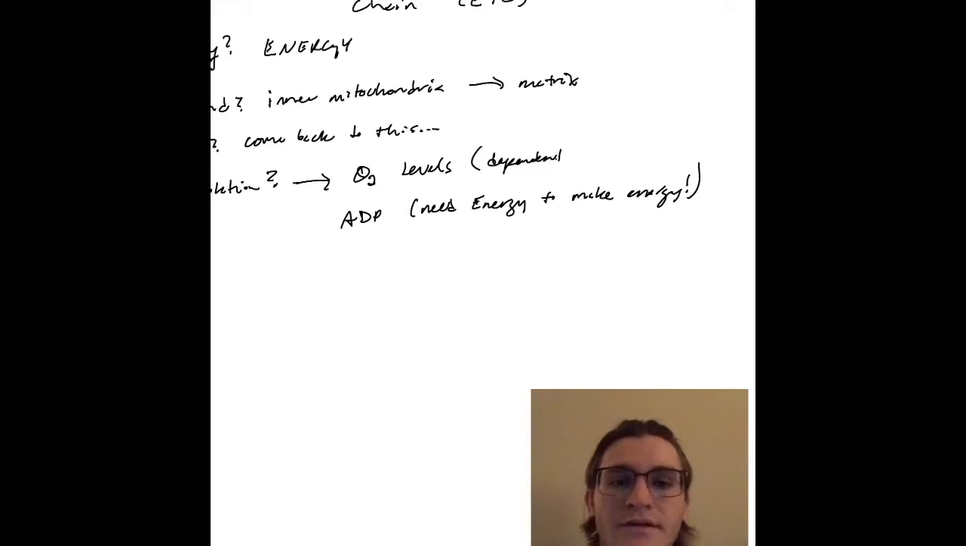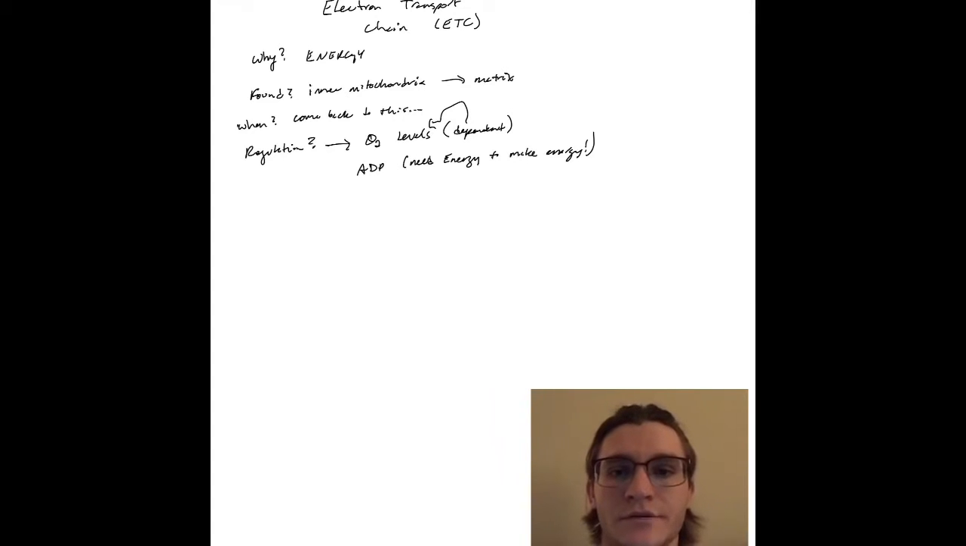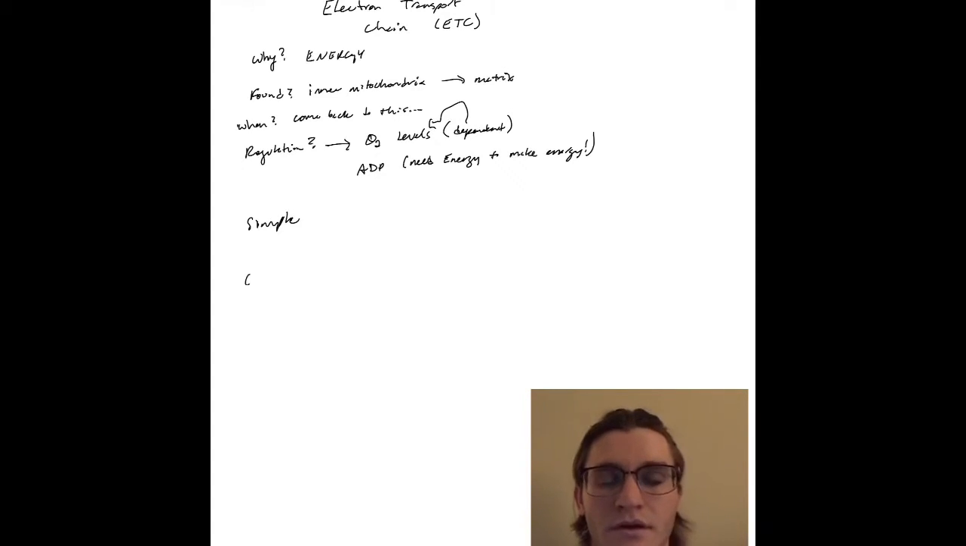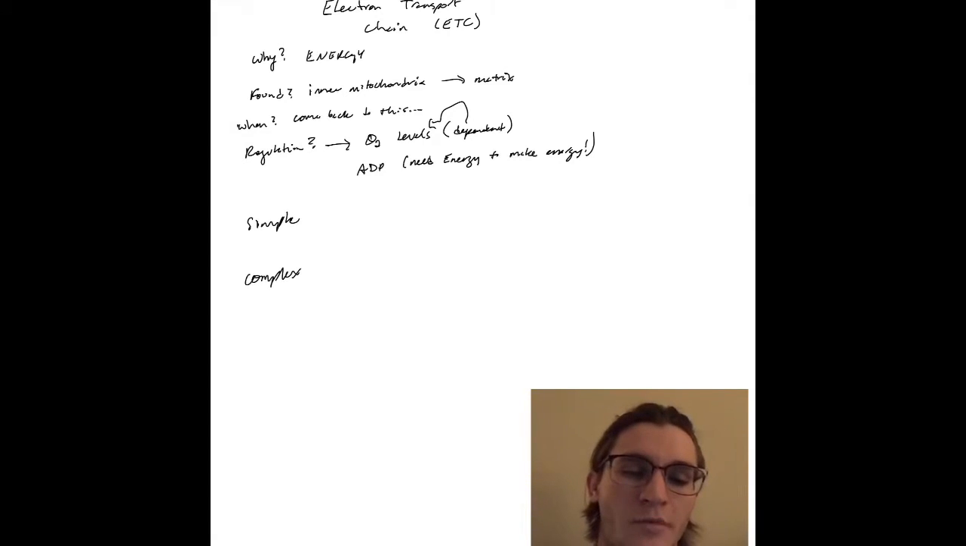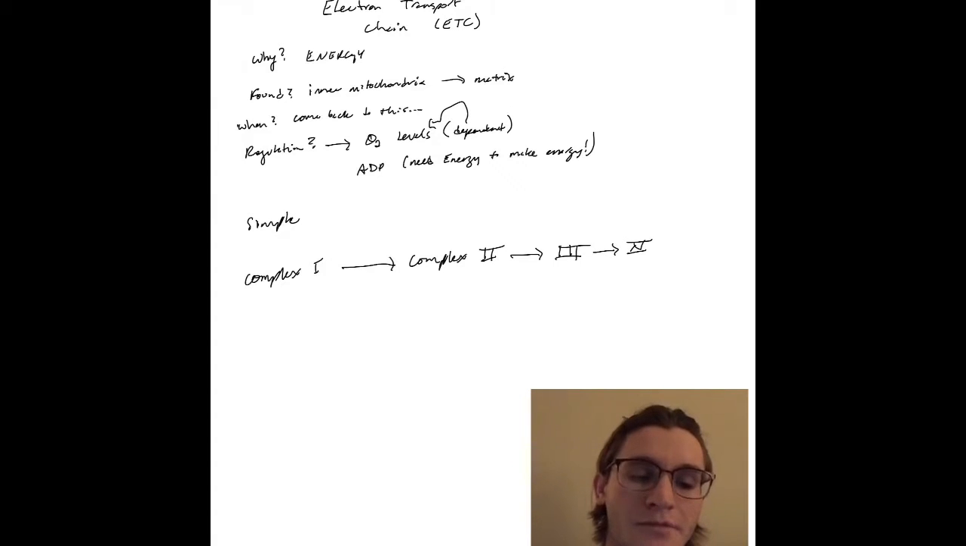So let's get started. It's oxygen dependent, so that's why we need oxygen. For the electron transport chain, there are going to be different complexes, and they're protein complexes. So we're going to have complex 1, and it's going to push hydrogens out, and it's going to go to complex 2 and push electrons on from complex 1, 2, 3, 4, and then eventually 5, which is also called the ATP synthase.